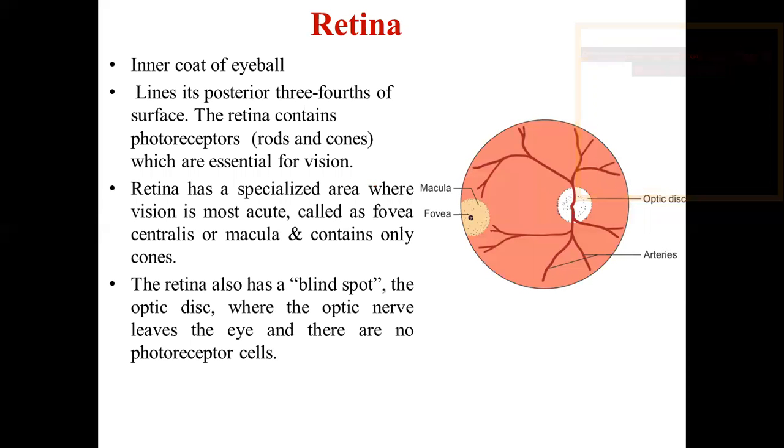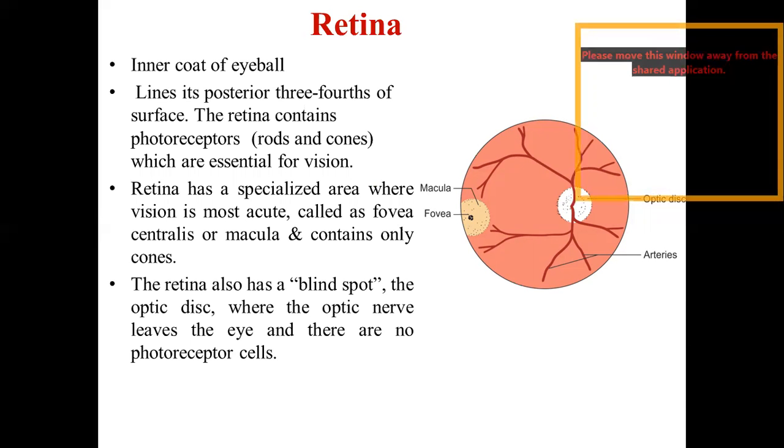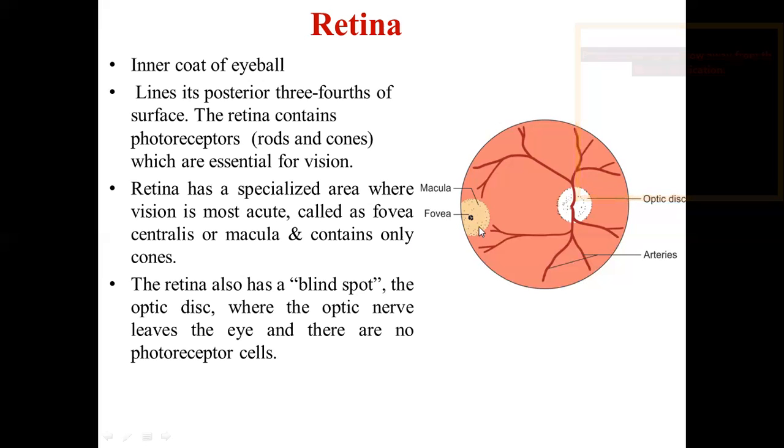Innermost coat, which lines posterior 3/4 of the surface, and it contains photoreceptors, rods and cones, which are essential for vision. This is a very important coat of the eyeball. It has a specialized area where vision is most acute, which is called as fovea centralis or macula. So you can see here, this area is known as fovea centralis or macula and contains only cones.